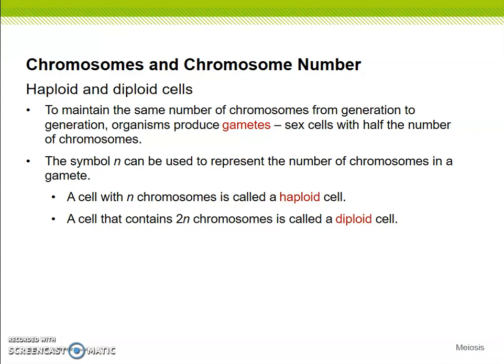The symbol N can be used to represent the number of chromosomes in a gamete. A cell with N chromosomes is called haploid, and a cell that contains 2 N chromosomes is called a diploid or diploid cell. Both pronunciations are correct.